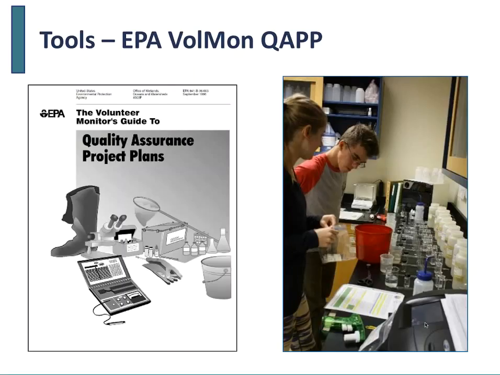A tool that is an oldie but a goodie is still the EPA Volunteer Monitoring Quality Assurance Project Planning tool. This tool is available online still. You can Google it. You can also find links to it off of the resources that we provide at the end of this presentation. But really, this walks you through the steps of everything that you need to put into a quality assurance project plan to make your data of a known quality so that you know how to use it, and if others want to use it, they can use it as well.